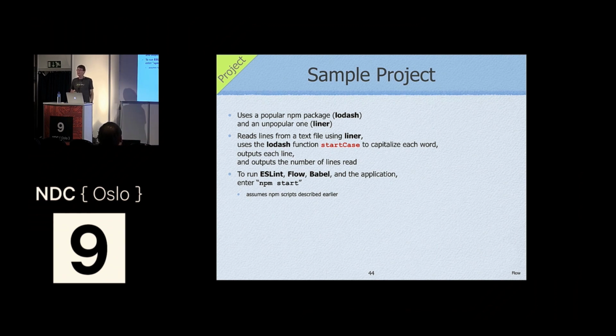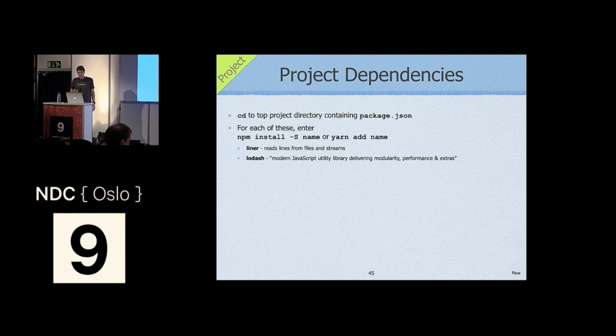So I'm going to use the start case function out of Lodash, which takes a string that has words in it, and it makes the first character in every word be uppercase. So when I'm ready to run this, I'm going to say npm start. We saw that script earlier. Remember, that's the one that uses npm run all, and it does lint and flow and Babel, and then it runs my code. So first I need to install my dependencies, and so we walked over all the tooling dependencies I needed earlier, but for this specific project, I need Liner and I need Lodash. And so I run that command to install those as not dev dependencies, but they're dependencies of my project.